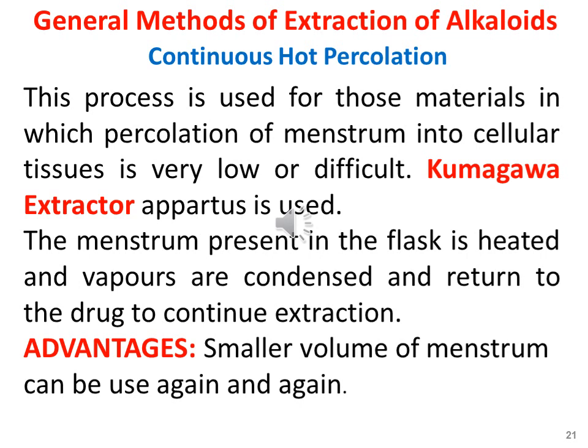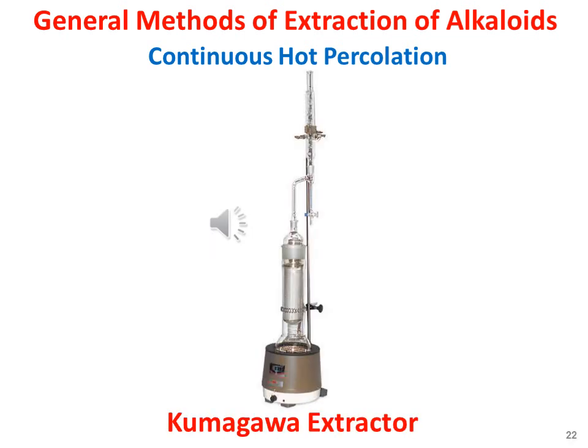Some modern and greener extraction methods include supercritical fluid extraction, or SFE, and pressurized liquid extraction. On this slide, the continuous hot extractor is shown. The extractor has a side condenser which is used to condense the vapors of the menstruum, which are used again and again for continuous hot percolation.